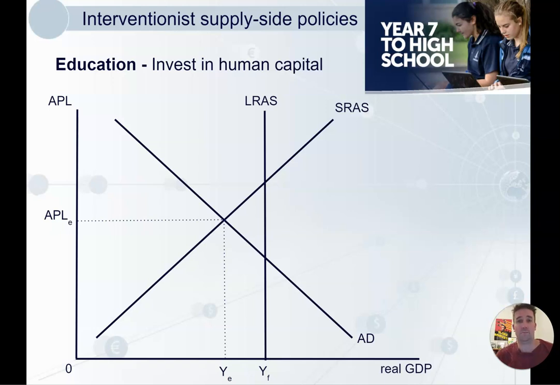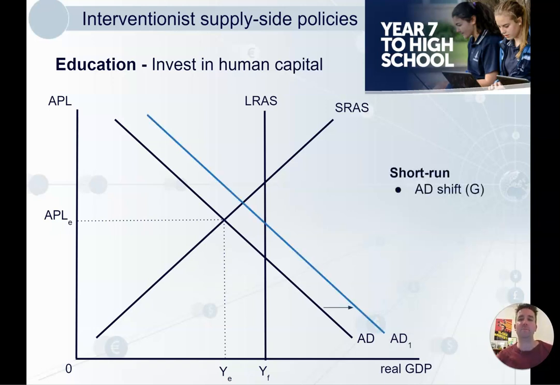All right, so let's look at some examples of interventionist supply side policies. First one, education. This can also include any type of training as well. A big one that the state government did a few years ago is they decided that year sevens would be better off in high school. The only reason they would have done that is because they think they're going to get a better education, which means they're going to be better quality resources in the future. It's a very dehumanizing way of talking about students, but that's what it is.